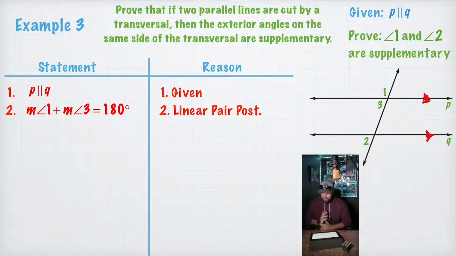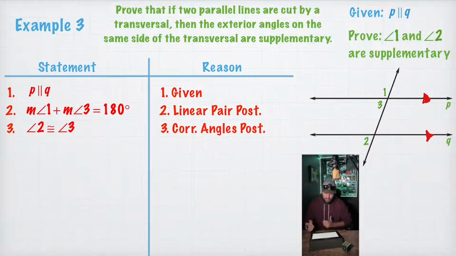With that, let's move on. Now we have angle 3 right here and angle 2, and those are a special kind of pair. They're corresponding angles, because they lie on the same side of the parallel lines and on the same side of the transversal. We know that corresponding angles are congruent, and the reason we know that is the corresponding angles postulate.